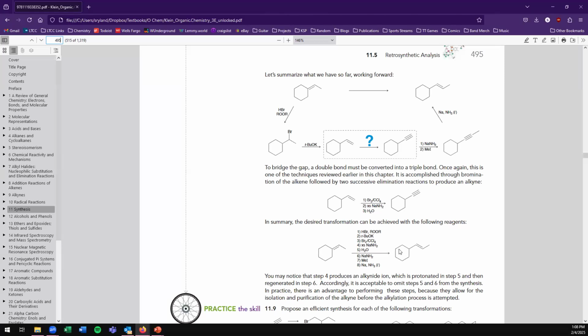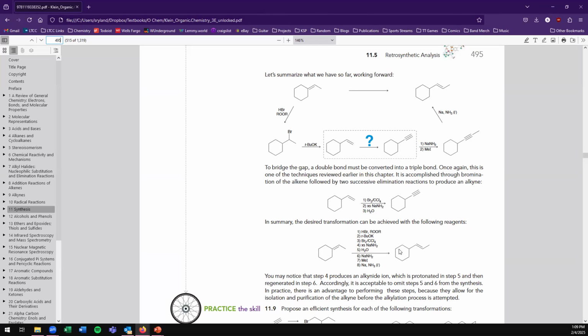So anti-Markovnikov addition to put a bromine right here. Elimination, dibrominate, deprotonate. That's just to neutralize the excess ammonia. I guess you could combine these.